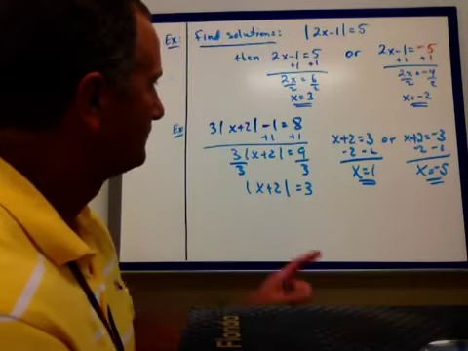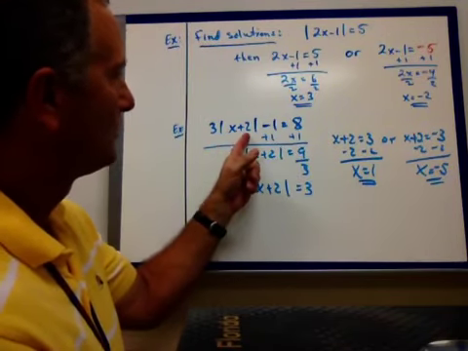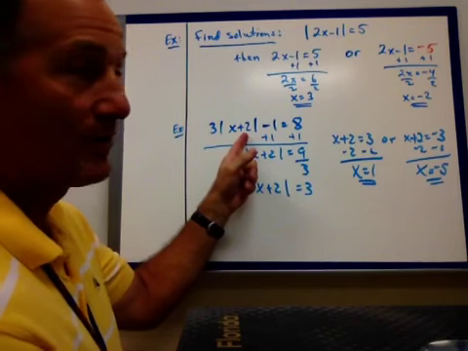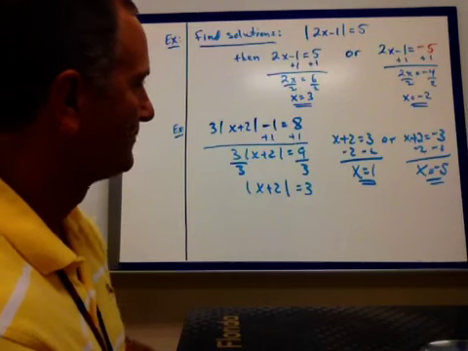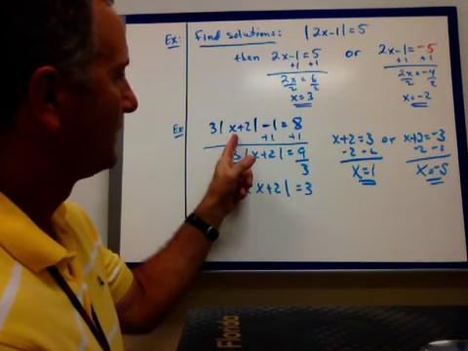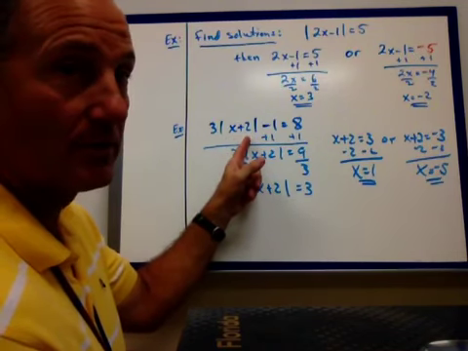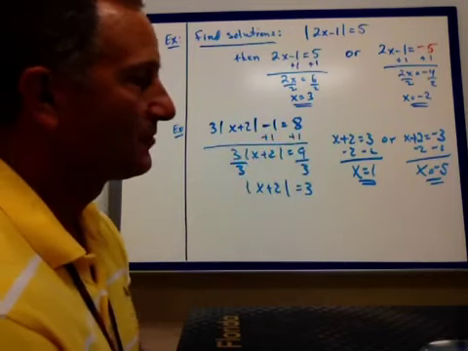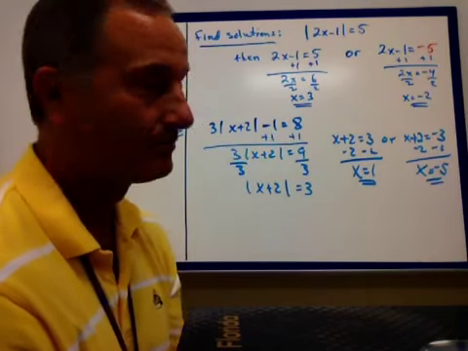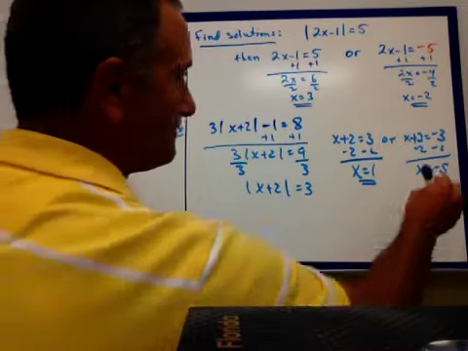So if you want to check them, plug in 1. 1 plus 2 is 3. The absolute value of that is 3. 3 times 3 is 9, minus 1 is 8. So that checks. Plug in negative 5. Negative 5 plus 2 is negative 3. The absolute value is positive 3. 3 times 3 is 9, minus 1 is 8. So it checks. Okay, so that works. So that's when it's equal to.